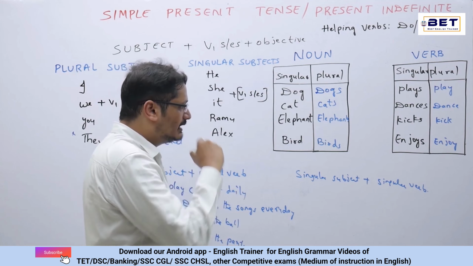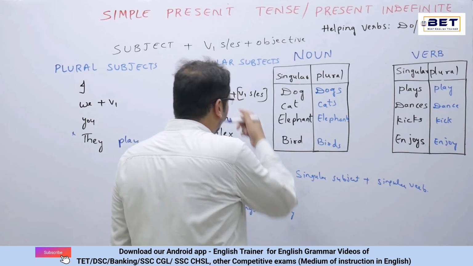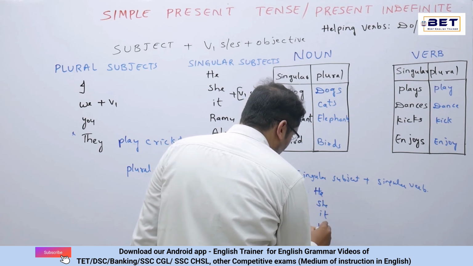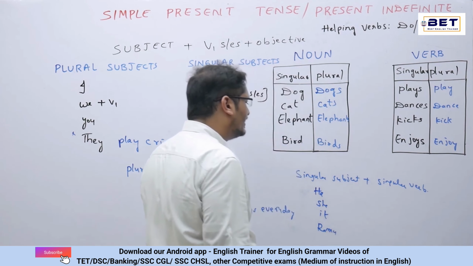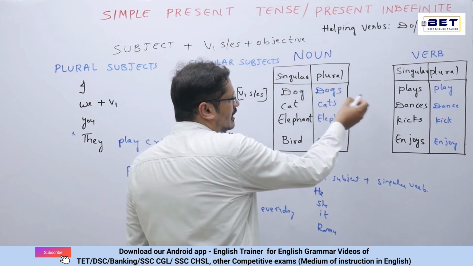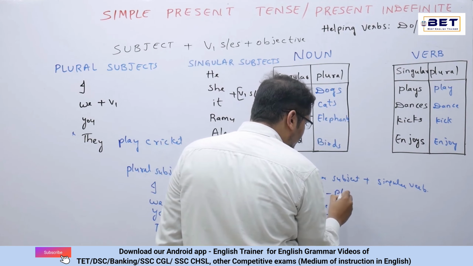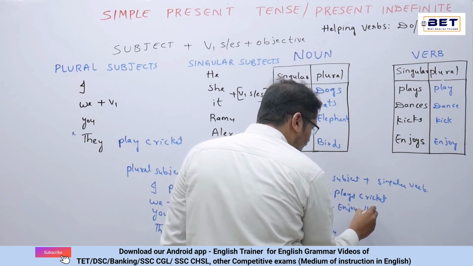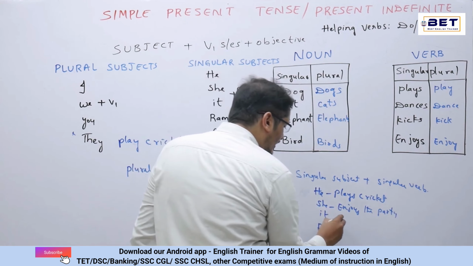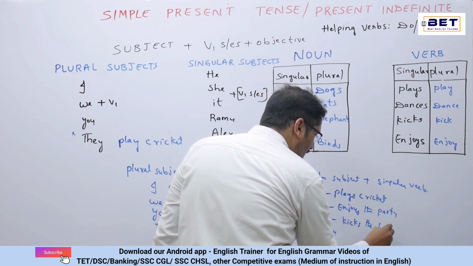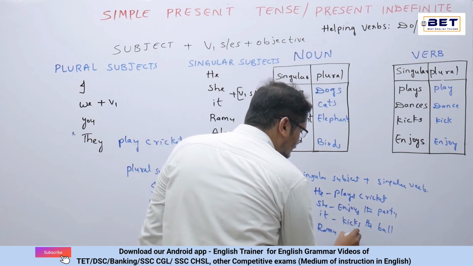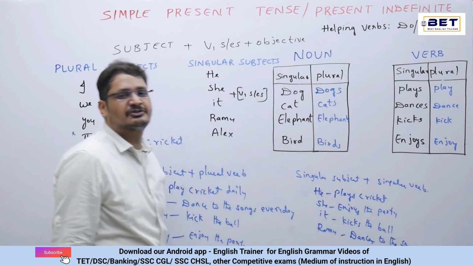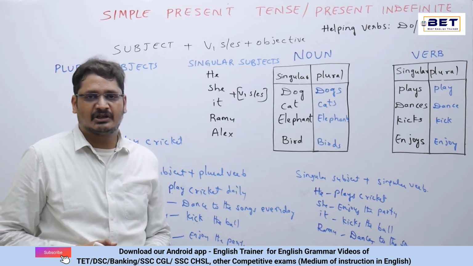Now, let's see the singular subject and the singular verb. Let's take these: he, she, it, Ramu, for example. Now singular subject plus singular verb. For example, he plays cricket. She enjoys the party. It kicks the ball. Ramu dances to the song. In this fashion, we will be making the examples.